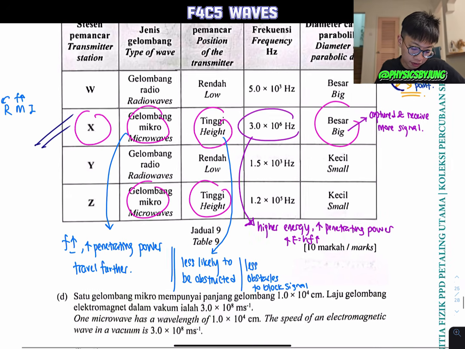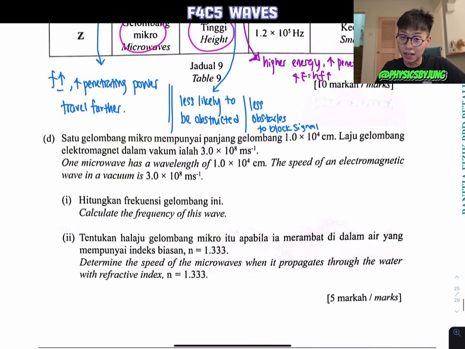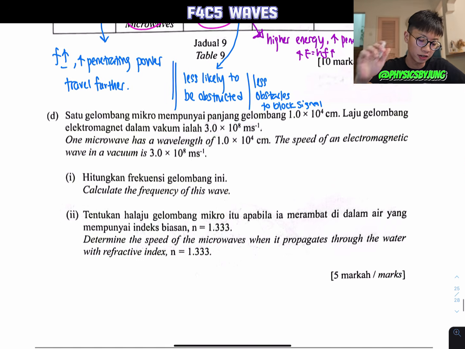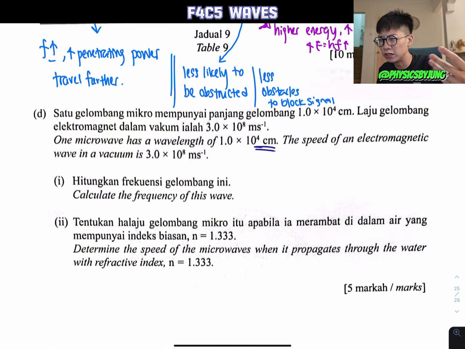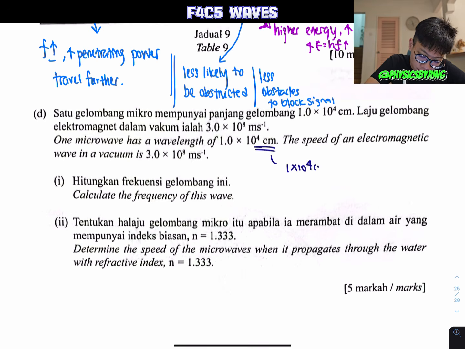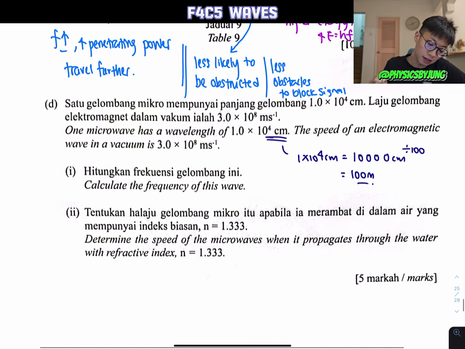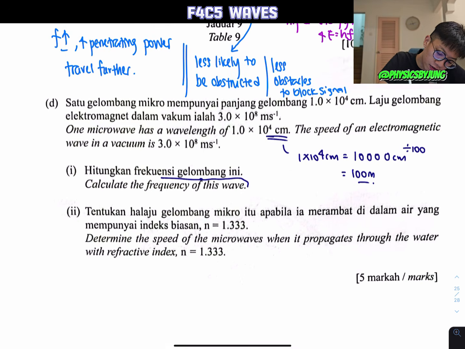Okay, now next we'll look at the bottom part here. So another 4 marks of calculation. Most essays will have 5 marks of calculation. So standard. So what's the trick here? They gave you the wavelength in cm. What should we do? Change to meter, easier. So 1 times 10 to the power of 4 cm is equivalent to 100 meter, because I divide by 100 to change it to meter. Find the frequency of this wave.